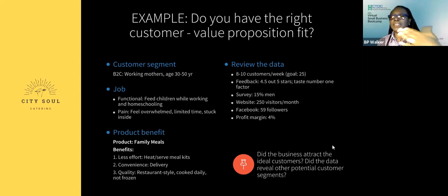Do you think this business attracted their ideal customer? What does the data reveal to you about any potential customer segments? So I posted 2 questions at the bottom of the screen. I'll give you a minute to think about it, CEOs, and then let me get your feedback on it just by looking at this information. And feel free to let me know if you want more clarity on the question.